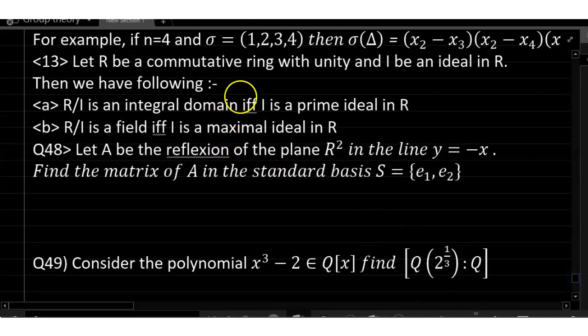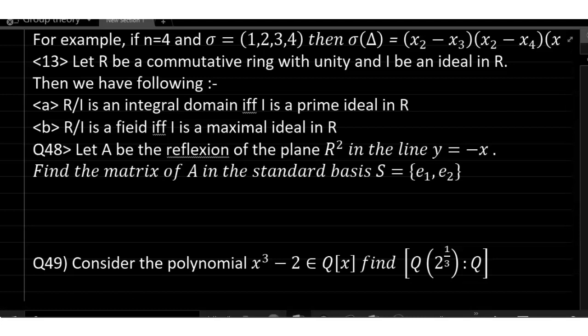Let R be a commutative ring with unity and I be an ideal in R. Then we have the following. R by I is an integral domain if I is a prime ideal. R by I is a field if and only if I is a maximal ideal in R.